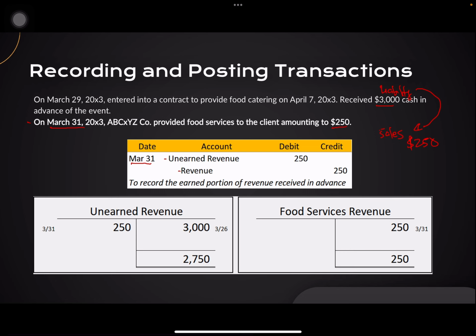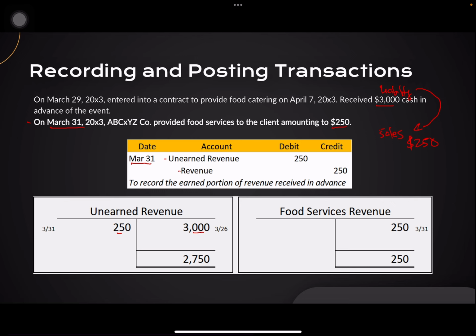Okay? And then, of course, for any accounts that are affected as a result of your adjusting entry, update your detailed record or your ledger. In this case, let's focus on unearned revenue first. Initially, you have an outstanding liability worth $3,000 as of March 26. Again, on March 31, you performed something for your client. You already fulfilled a partial amount of it. So you need to decrease the value of your outstanding liability or your obligation. In that case, that was $250.